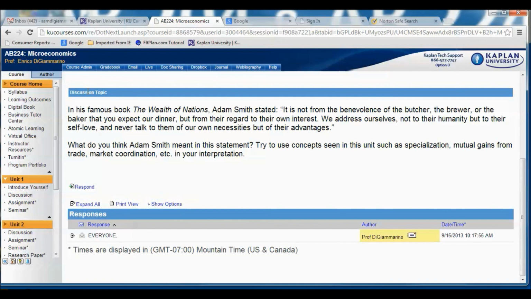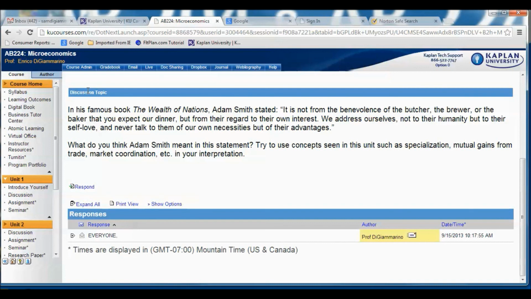Now, notice I didn't say anything about your response. I consider the discussion thread area a learning vehicle. Therefore, you cannot answer the question wrong. In other words, anything you say is going to be acceptable. Now, if you do say something wrong, I'm probably going to correct you.